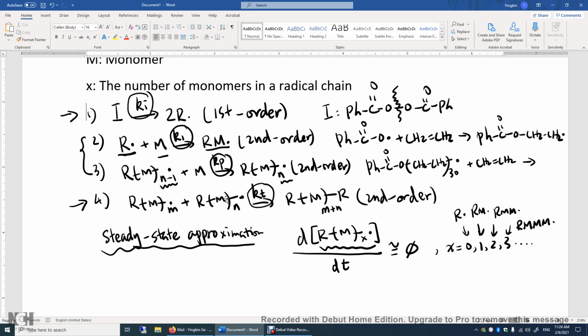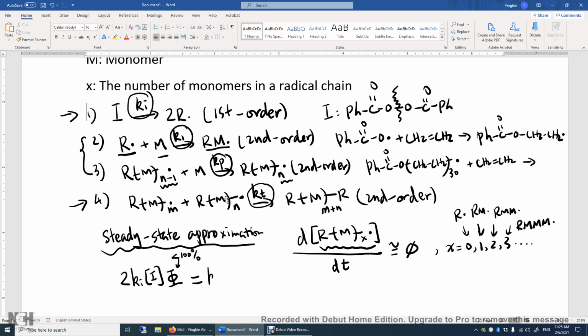In step 1, how fast the radicals are produced, it's just simply Ki times I. But don't forget that when you decompose one I, you produce two radicals. All right? And not all radicals are able to initiate a reaction. So there's a success rate. Some radicals are just annihilated immediately after being produced. So this phi is usually less than 100%. The success rate is less than 100%. All right, and then it's equal to the consumption rate of the radicals.